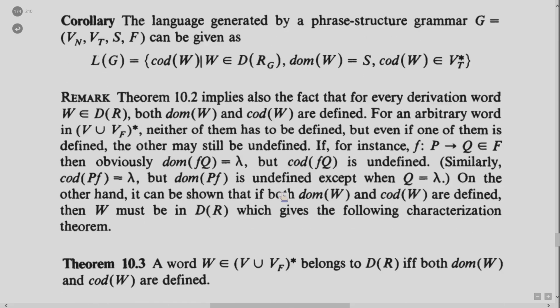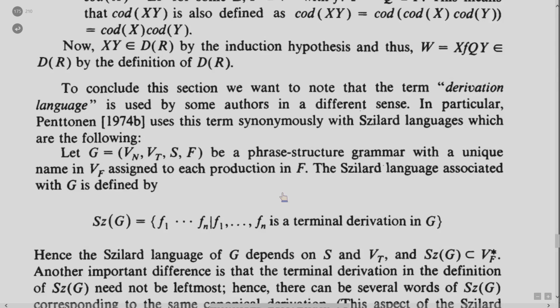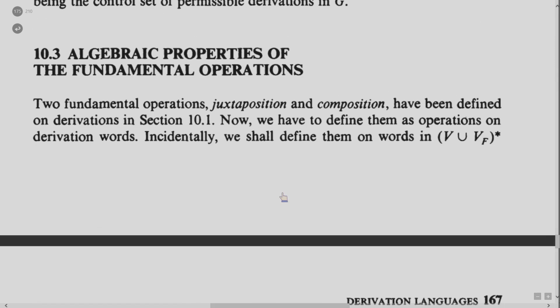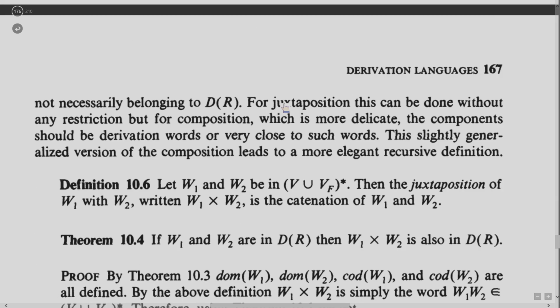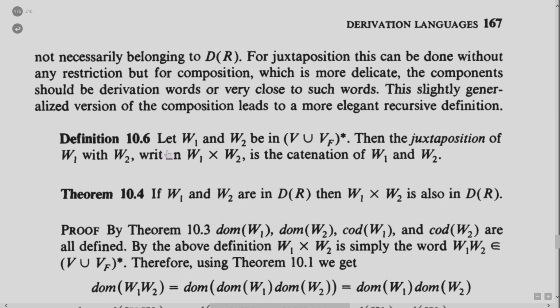You have been given an example, the similar example we have been taking. Here we have the word, and the domain and codomain of the word can be studied. Now let's switch to the algebraic properties of the fundamental operations. Fundamental operations are juxtaposition, composition, etc. We will work on the algebraic properties of these.